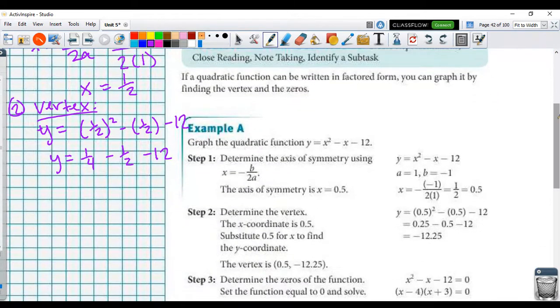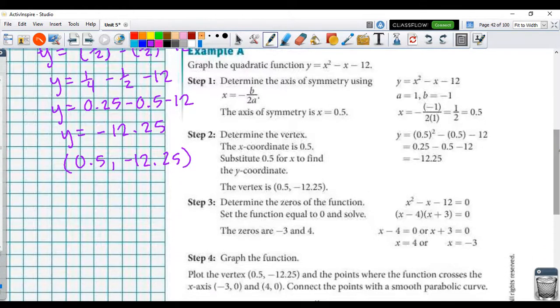You can do it by hand if you need to, or you can turn it into decimals if you need to. So if we took this and we made our fractions into decimals, 1/4 is 0.25 minus 1/2, that's 0.5 minus 12. So that's a little bit easier to plug into your calculator. So the y value of our vertex actually ends up being negative 12.25. We have the x value, we have the y value, now we have an ordered pair. Since I wrote this as a decimal, I'm going to go ahead and write my x value as a decimal. 0.5 and then negative 12.25. Okay, so we have a point that we can graph.